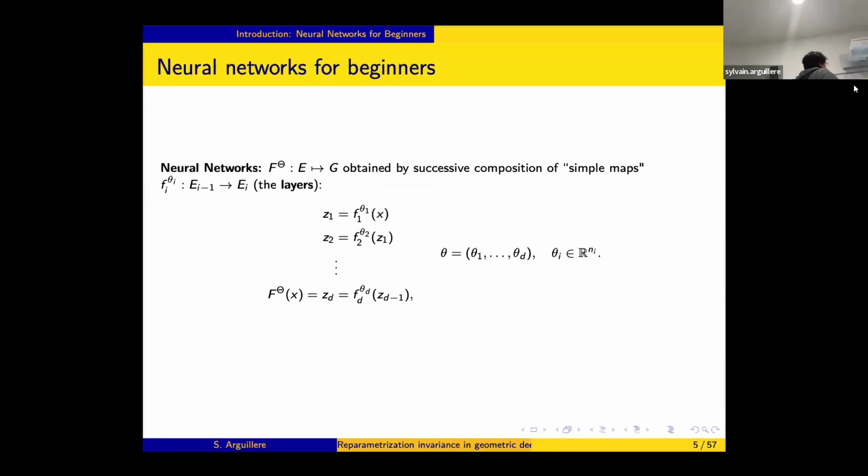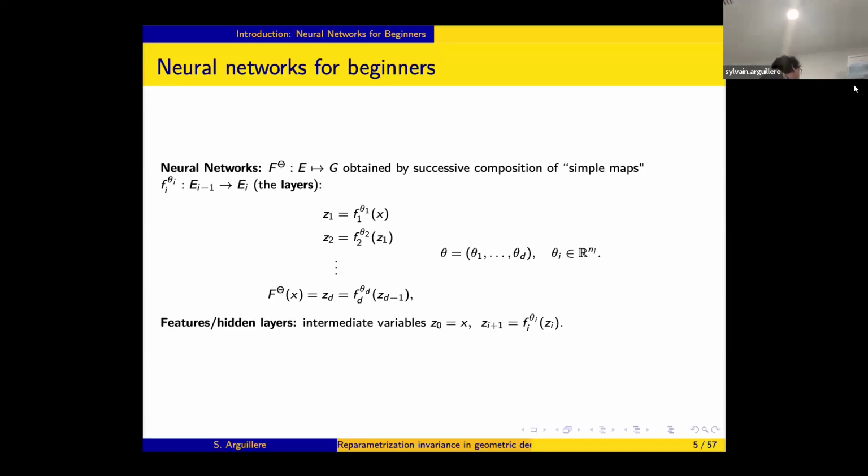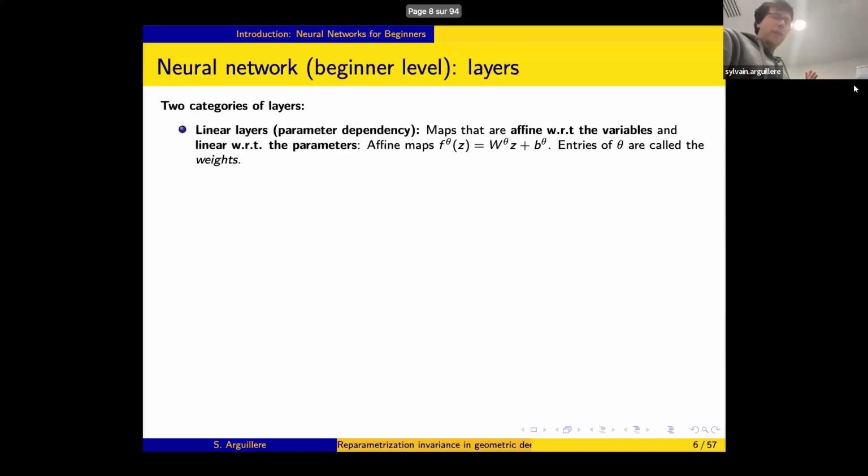And neural networks are a specific way to do this that uses composition of many simple maps, right? So you start with your data X, and then you apply to it a first function, and then you get Z1, and then you apply to it a second function, and you do that a lot, and you end up with some sort of final output. Usually the Z's can be called hidden layers or features, things like that.